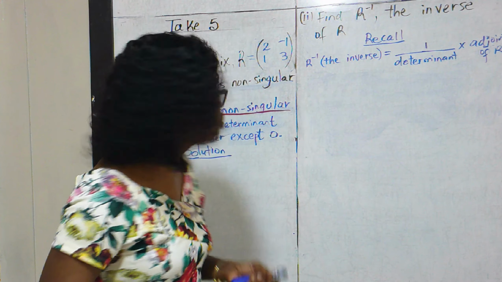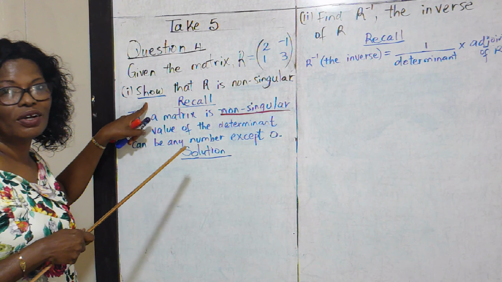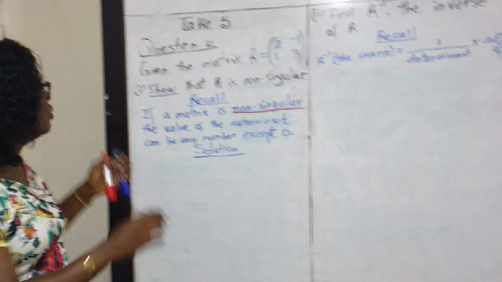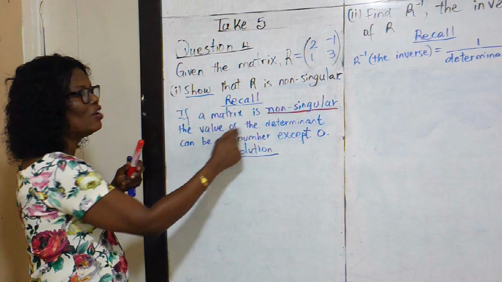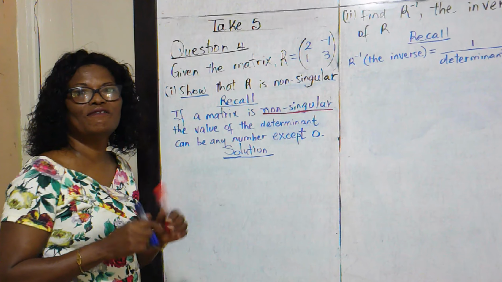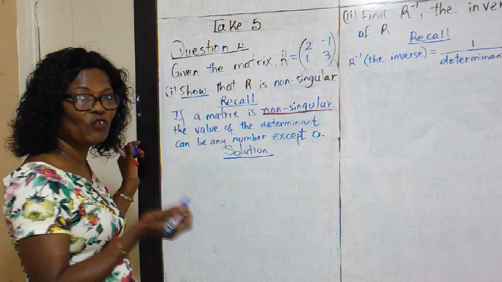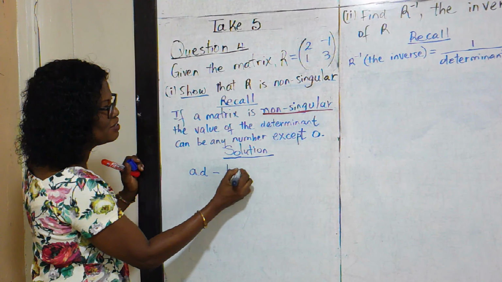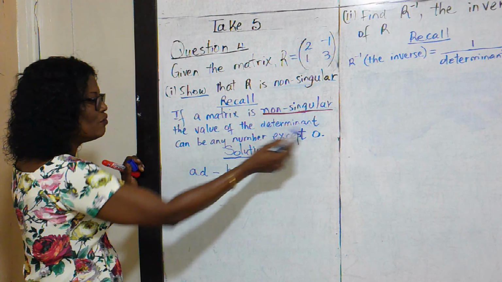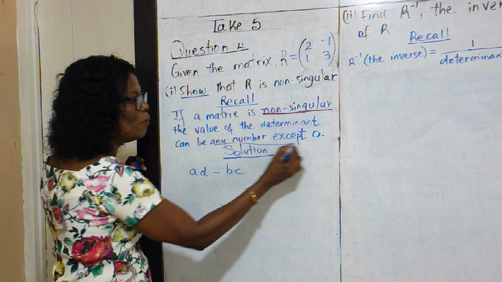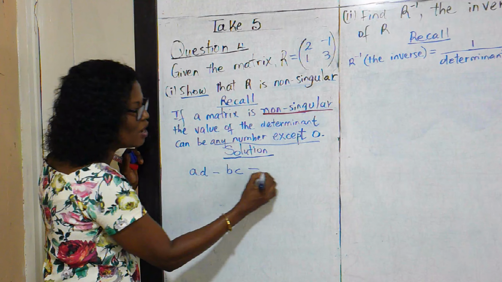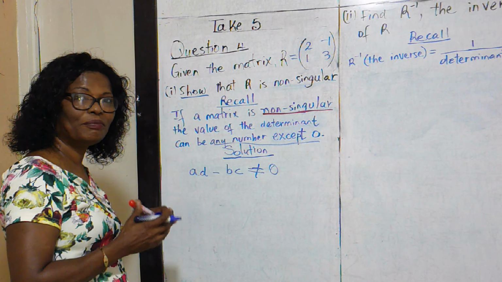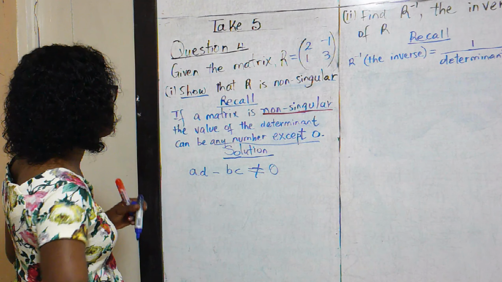So they ask you to show. So our aim is to prove. Okay. So it says the value of the determinant. So how do we find the value of the determinant? What's the formula? It's AD minus BC. And the value of the determinant can be any number except 0. So it must not be equal to 0. Is that clear, everybody? Okay, great.